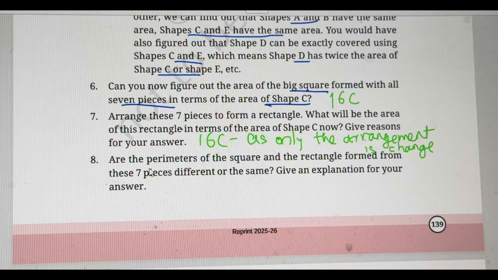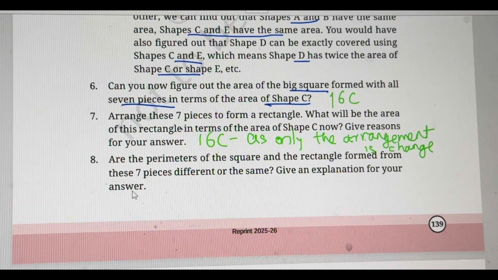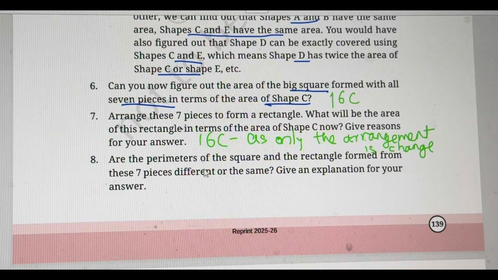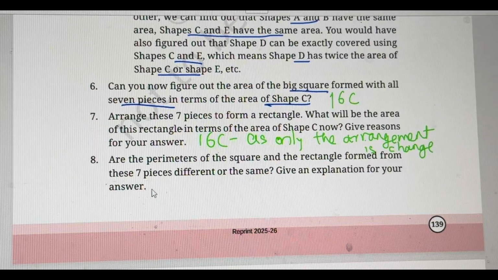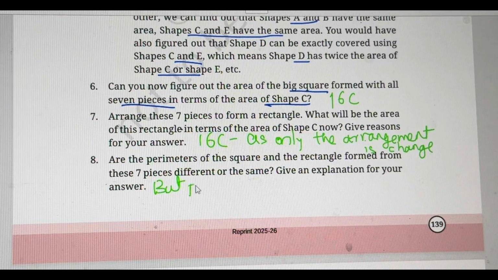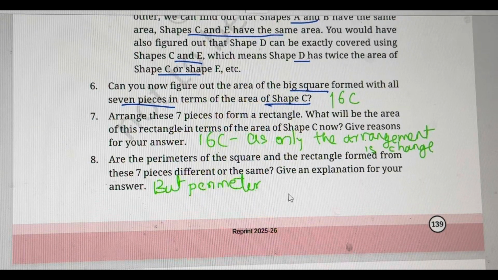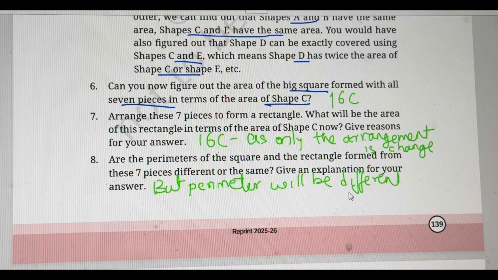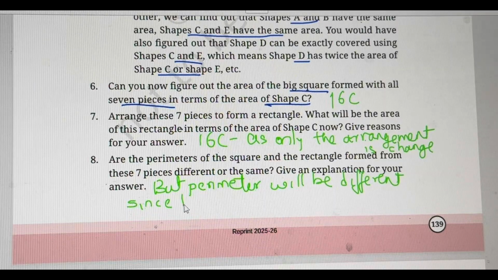Question number 8. Are the perimeters of the square and the rectangle formed from these 7 pieces different or same? Give an explanation. Right now what happens, I just told you that the area will remain the same whether it is in the shape of a square or a rectangle, but perimeter will be different. Why? Because the arrangement is changed. So the length and the breadth will be different.